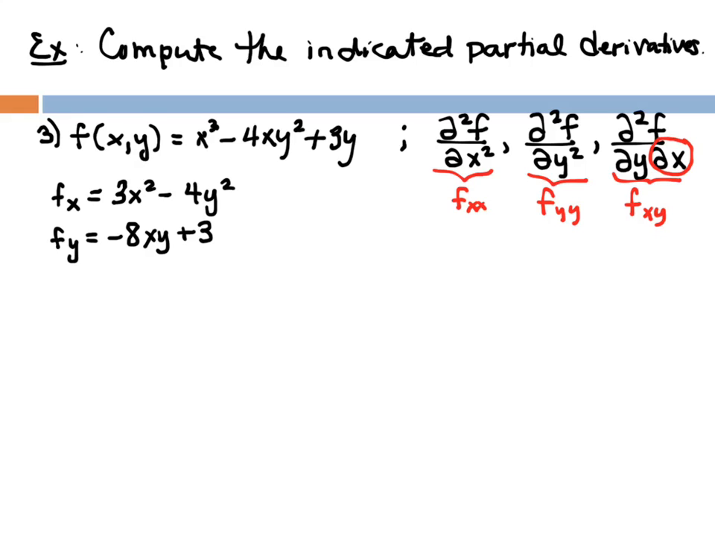Now we're ready to do the ones that we were actually requested to do. So f sub x, x. So now we're going to come up to this equation, f sub x, and we're going to do it with respect to x a second time. Taylor, what do you get? The one that's drawn the arrow to. 6x. Right. And that's it, isn't it? So that one was very clean.